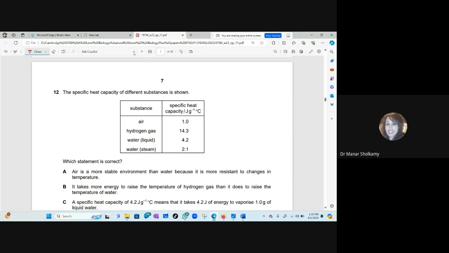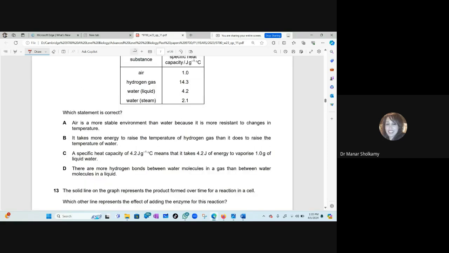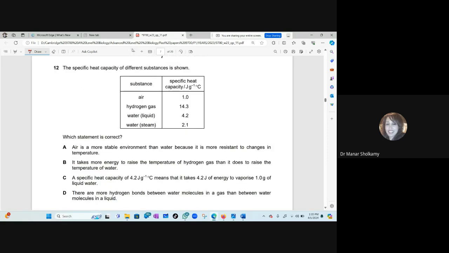The specific heat capacity of different substances is shown. What is the specific heat capacity? Remind me. It's the amount of energy needed to change water by 1 degree Celsius, which we took in biological molecules. Very good. Which statement is correct? A: Air is a more stable environment than water because it is more resistant to changes in temperature. Look at air and look at water. The specific heat capacity is 1 and 4.2.